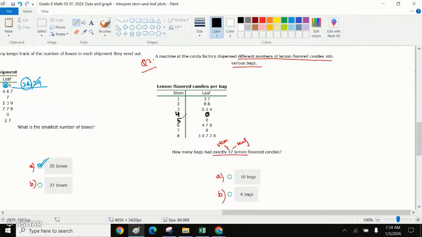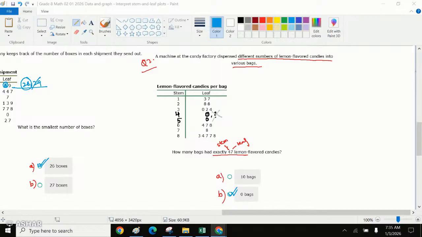The next one is 50. Do we see a 7 over here? No, we do not have a 7, right? That means, yes, there were no bags. Thank you for the answer. That means 0 bags. There were no bags which had 47 candies in it, right? Thank you. Moving on to the next, we click on 0.